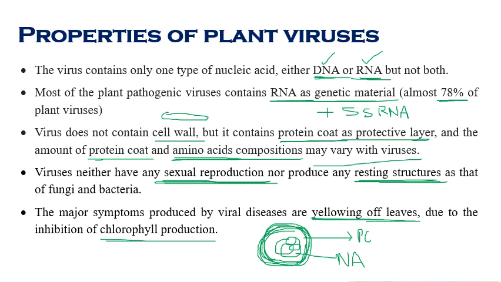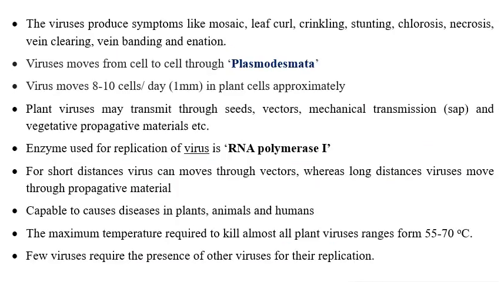Due to the absence of chlorophyll content, the green leaves are converted into yellow ones. That is the first physiological disturbance that happens in the host system. Due to the inhibition of chlorophyll production, the leaves turn yellow in color.